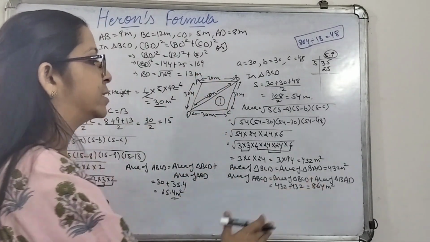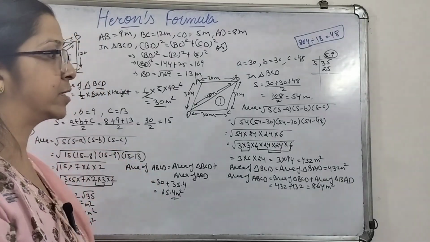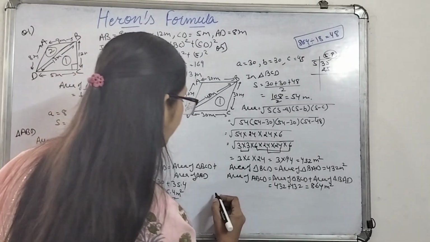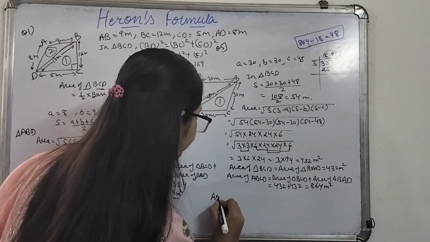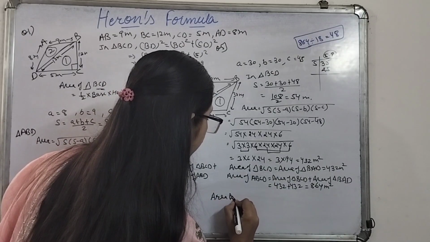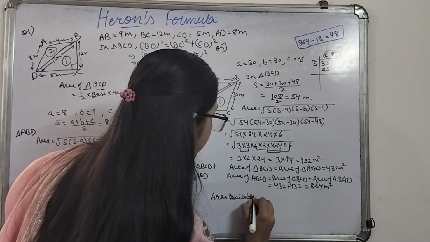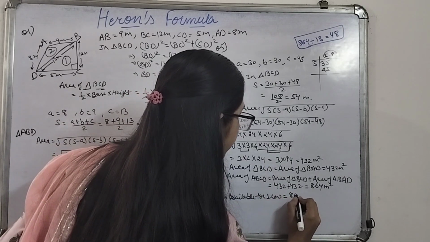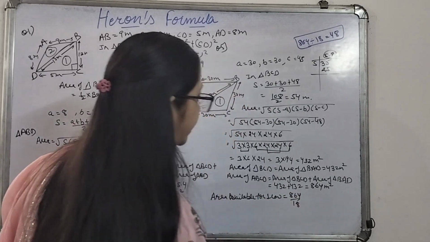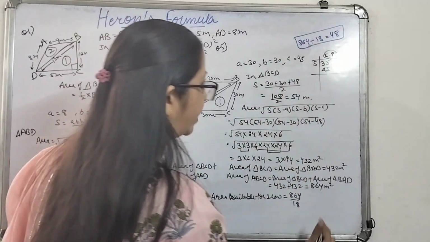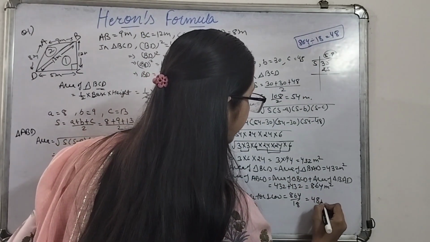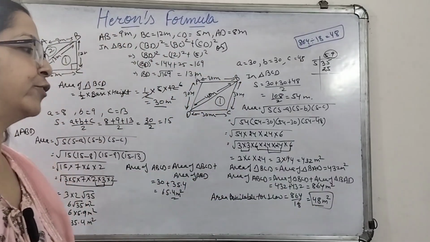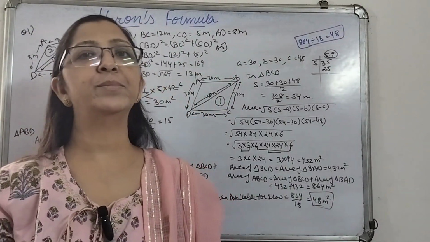Now this area is sufficient for 18 cows to graze. So how much area is one of the cows getting? So area available for one cow will be 864 divided by 18. And if we divide 864 by 18, we will be getting 48 meter square. So the area which is available for every cow will be 48 meter square.